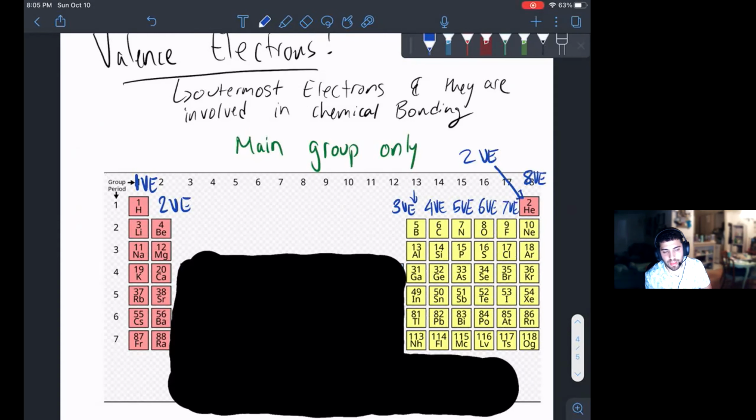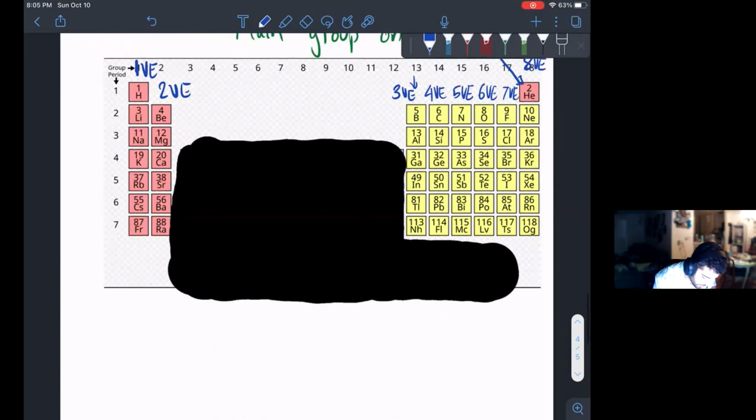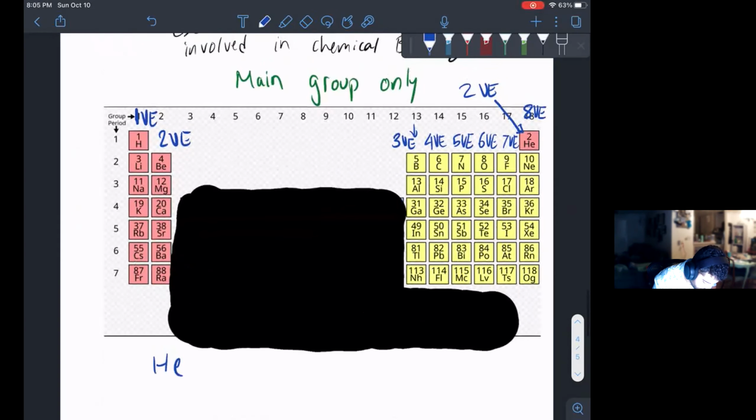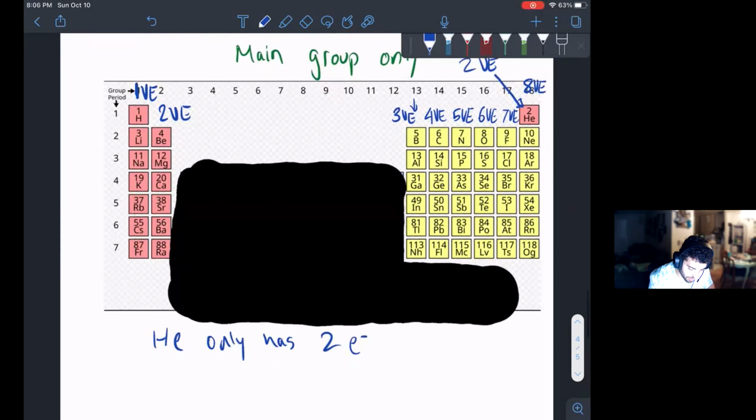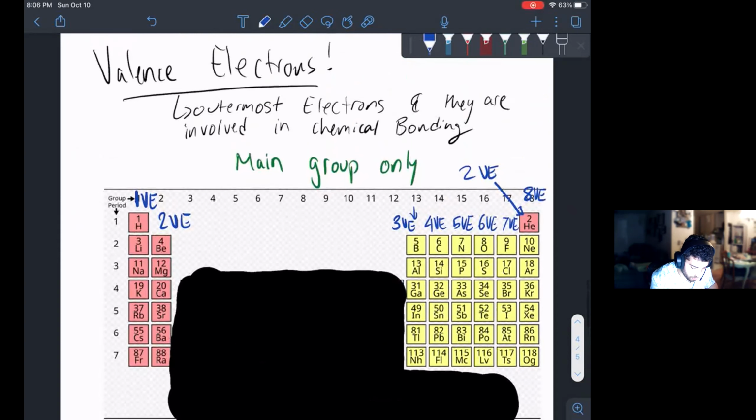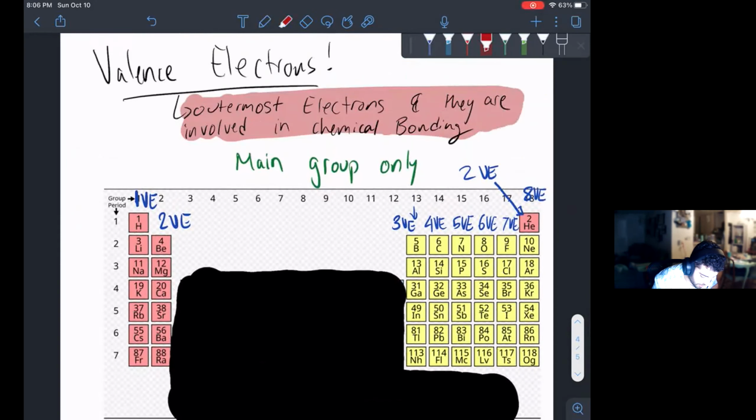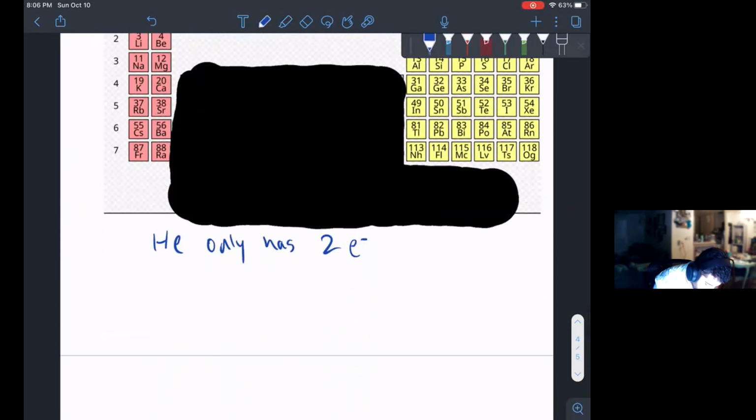That one exception, helium having 2 valence electrons, is because helium only has 2 electrons. It can't have more because it has 2 protons and 2 electrons, and therefore it takes up the outer ring. Because again, valence electrons are the outermost electrons involved in bonding. So if we use that definition and make our Bohr model for helium, look at helium really quick. +2, 1, 2. And that's it. Their outermost electrons are the 2 valence electrons.